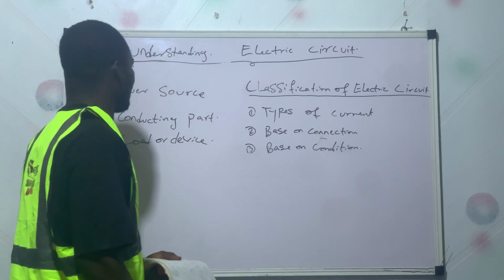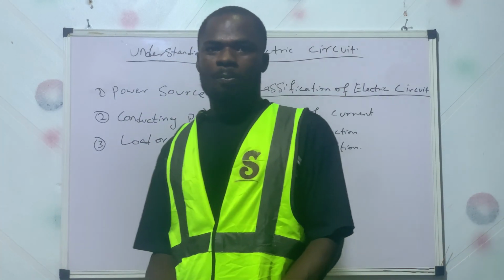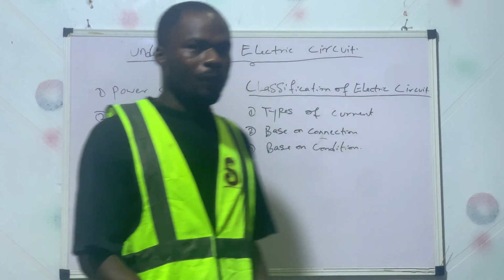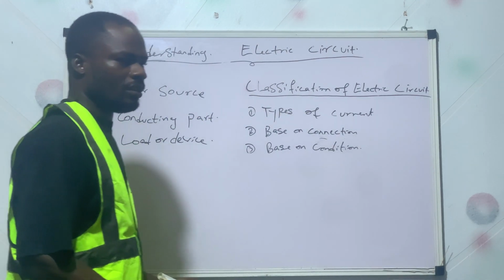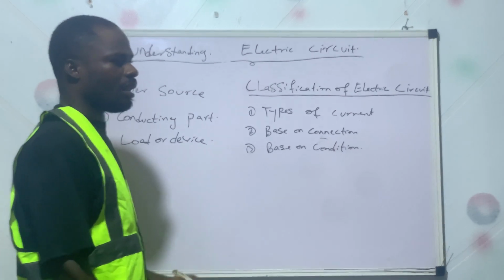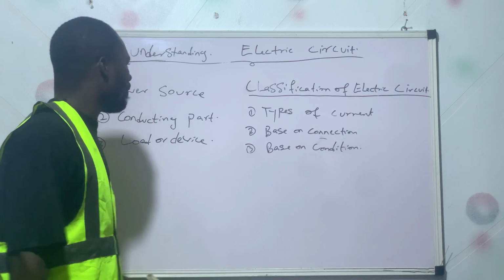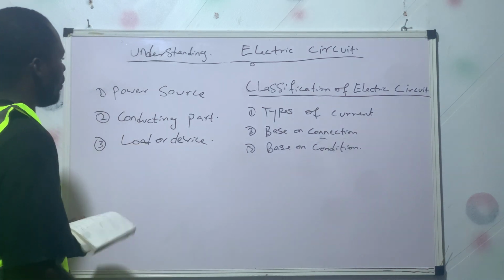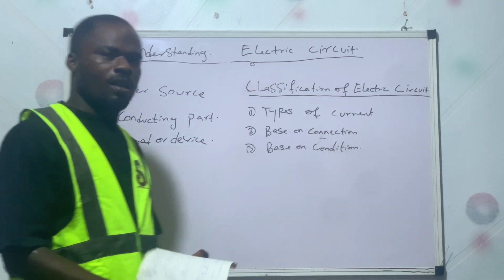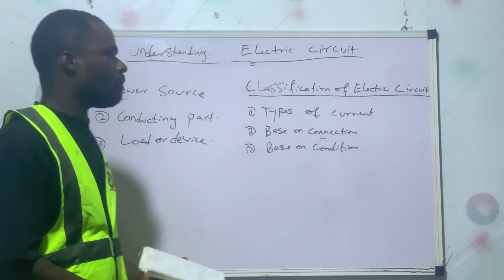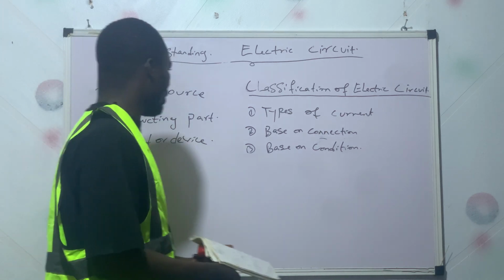So that is electricity. So moving forward, there are three major components that make up a complete circuit. Without these three components, there will not be a complete circuit. Your circuit will be incomplete and unfunctional. It will never function. The first one is your power source. There must be a source of power for your circuits to be functional. That is one of the major components of electric circuits.